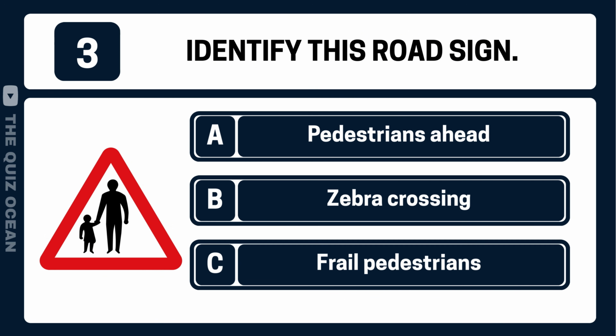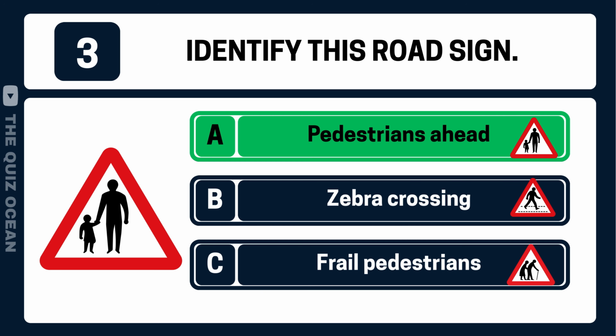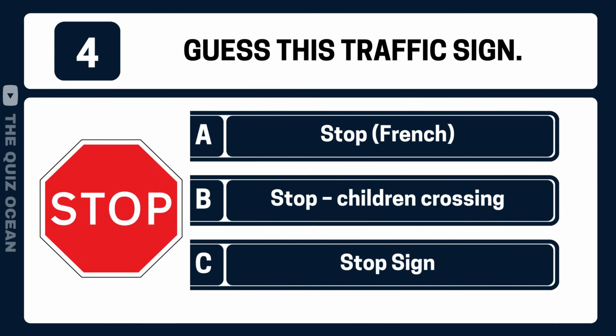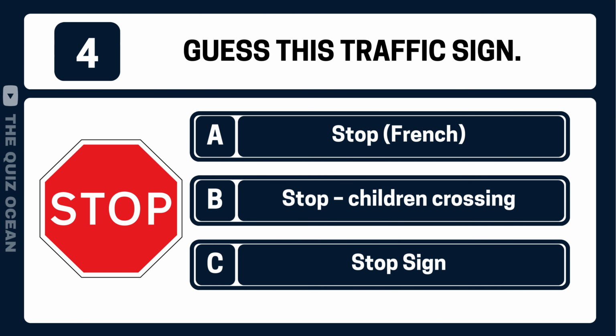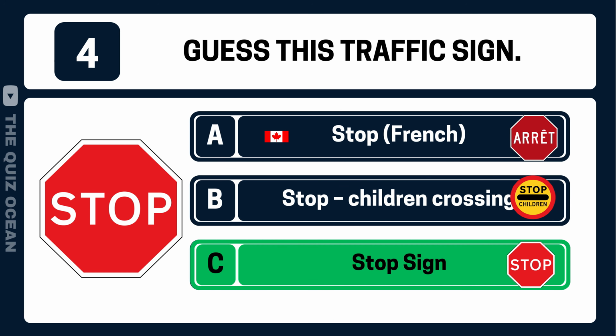Identify this road sign. Good observation. This sign warns of pedestrian activity ahead. Guess this traffic sign. Excellent. This is the stop sign.